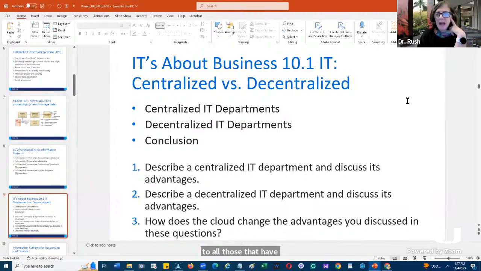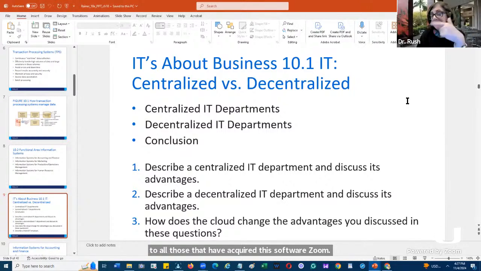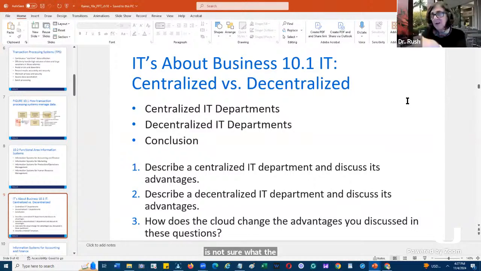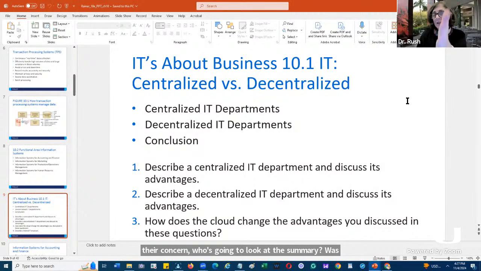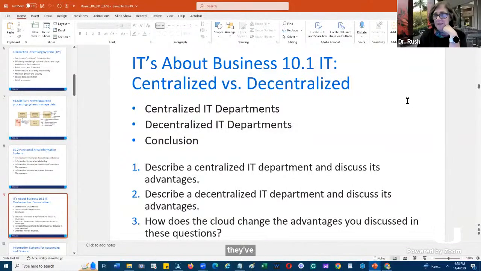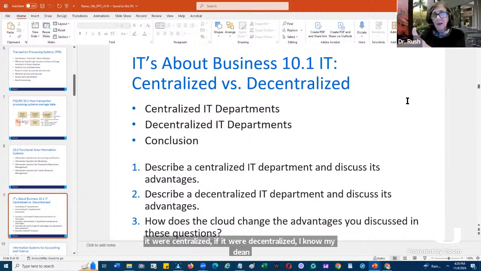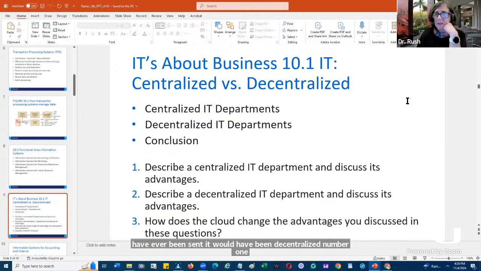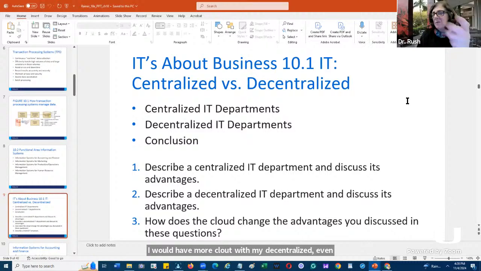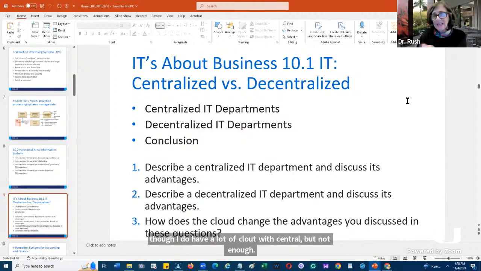The central IT is not sure what's going to happen with that data. They're concerned about who's going to look at the summary, and whether the summary was correct. And what they've done is administratively cut off that option for us. You got it, Clark? If it were decentralized, I know my dean would have approved that. Number one, I would have more clout with my decentralized IT, even though I do have a lot of clout with central, but not enough. So there's an advantage of decentralized.